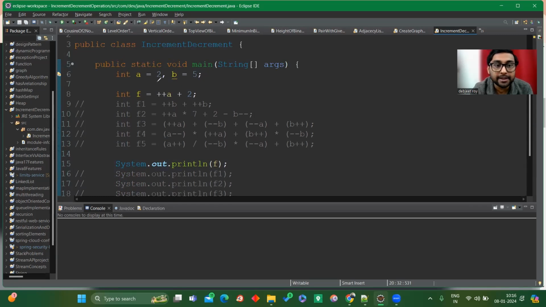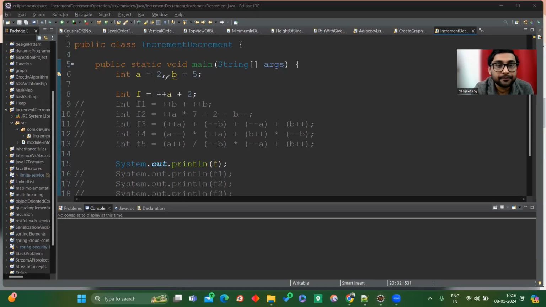So I will annotate over here. If you can see, A is 2 and B is 5. So here it's plus plus A. Plus plus A means it will first increment and then it will store in the memory. So the value of A here will be set as 3. So here the value will be coming as 3 plus 2, which is 5.